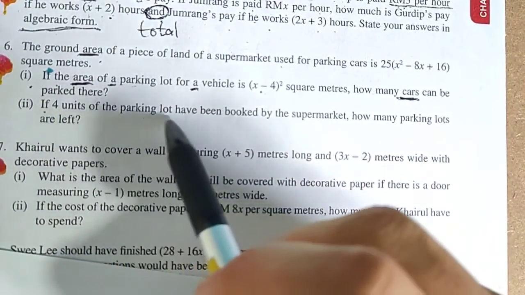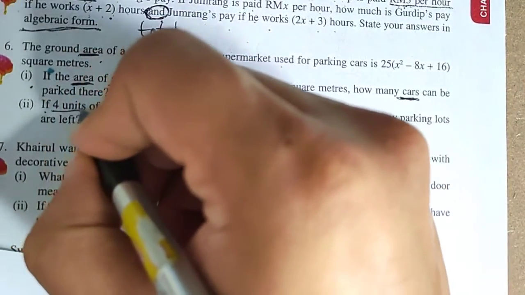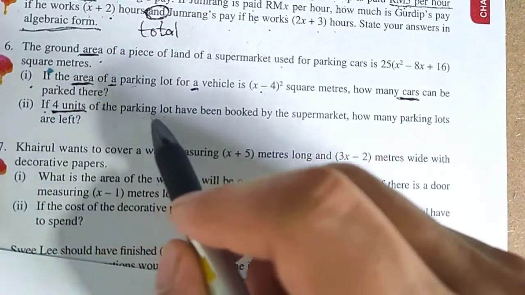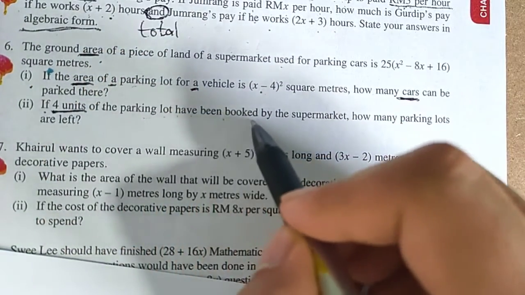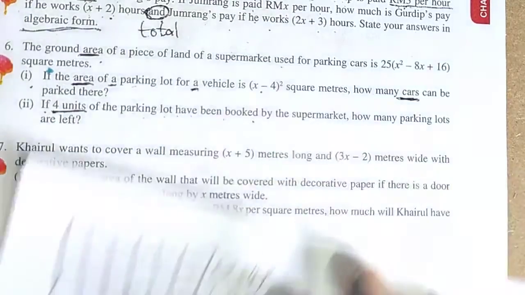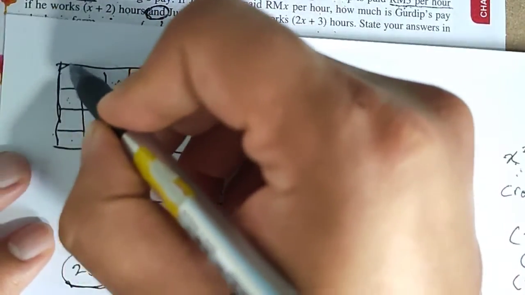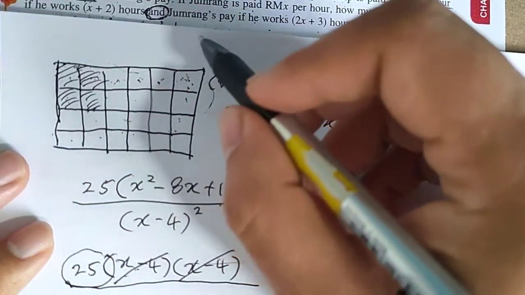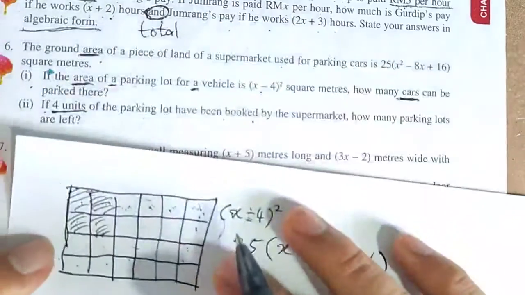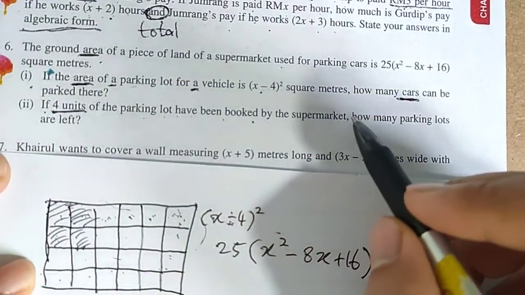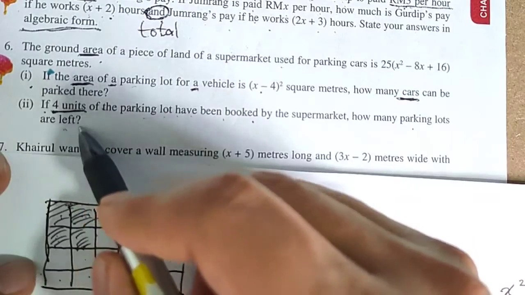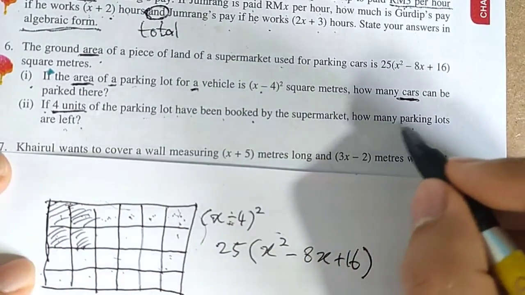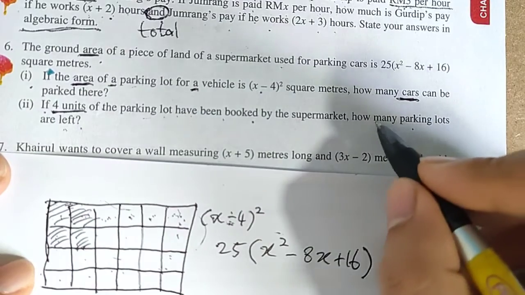How about number 2? If 4 units of the parking lot have been booked by the supermarket, let's say this is 4: 1, 2, 3, 4, already booked by the supermarket itself. What is the question? How many parking lots are left? How many? Okay, how many parking lots are left?